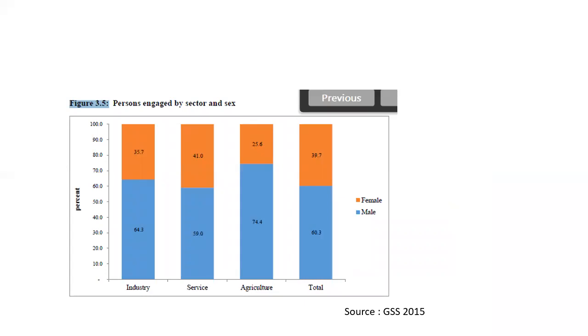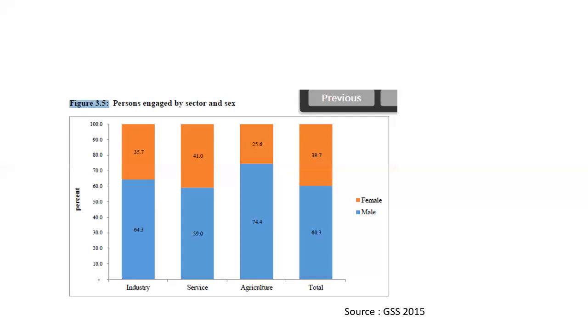So here is a classification by sex of employment within the various sectors. The general trend is we have more males employed than females, with a total of 60.3 for male, vis-a-vis 39.7 for females, as in 2015.